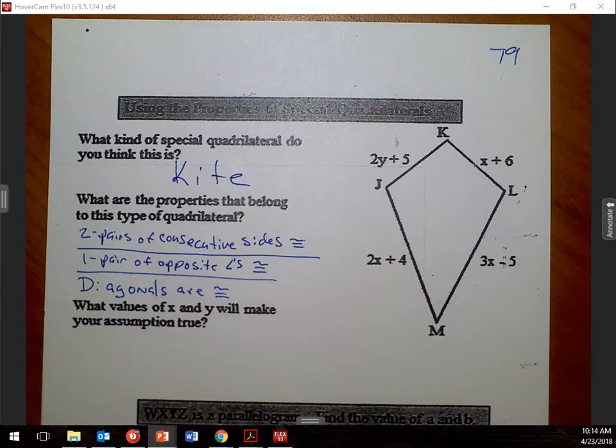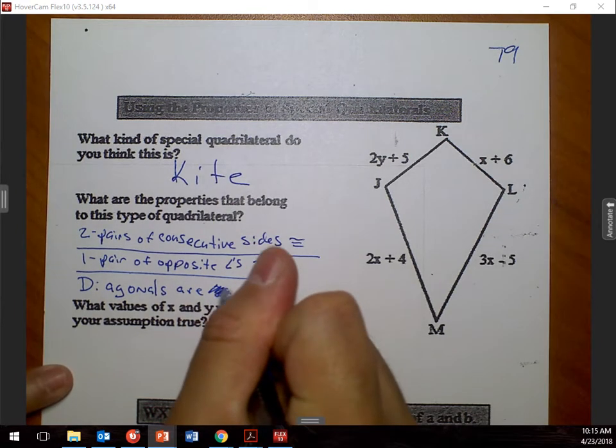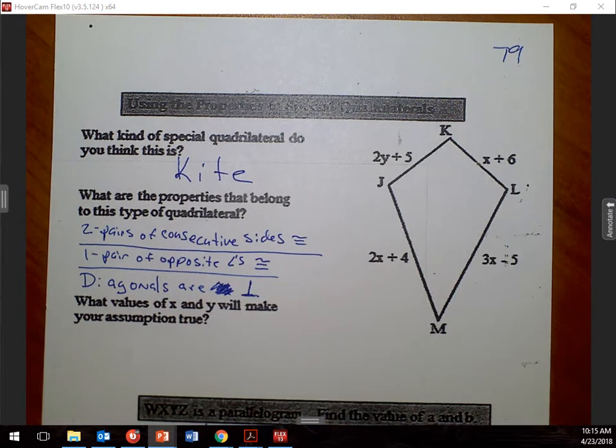Do we mark the kite? We're not marking it yet. Aren't diagonals perpendicular? Oh, you're right. You're right. See? Seeing who's paying attention. Thank you. Good job. You get the paying attention award for the day, which actually comes with a candy prize. Okay. Well, that's cool.